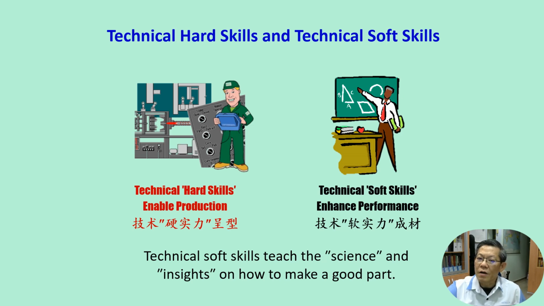Normally, technical hard skill involve the use of hardware, machinery, or tools which can enable the production of products, whereas technical soft skill teach the science and insight on how to make a good part which can enhance the performance of a manufactured product.